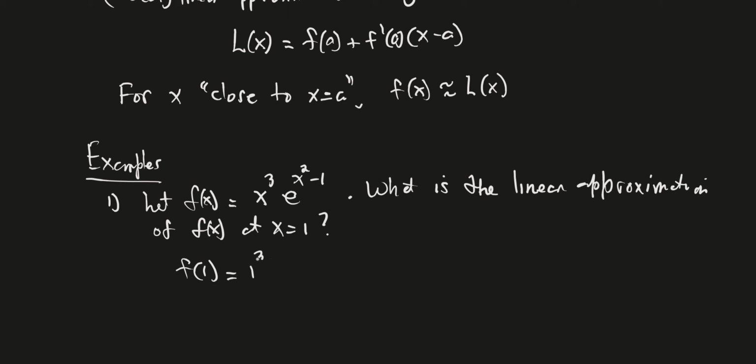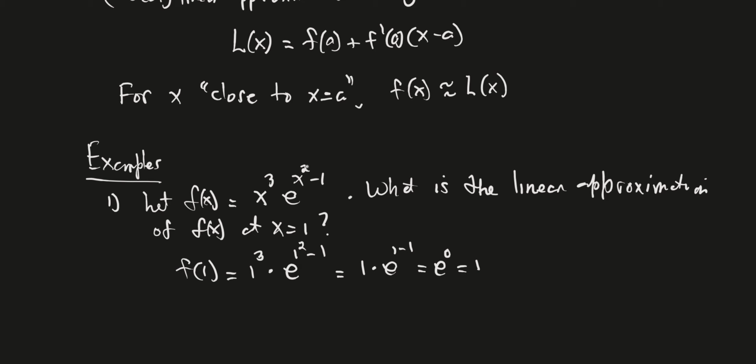So f of 1 is 1 cubed times e to the 1 squared minus 1. Well, 1 cubed is 1. Then I'll have e to the 1 minus 1. So that's e to the 0, which is 1, right? So the tangent line and the graph will pass through the point (1, 1).